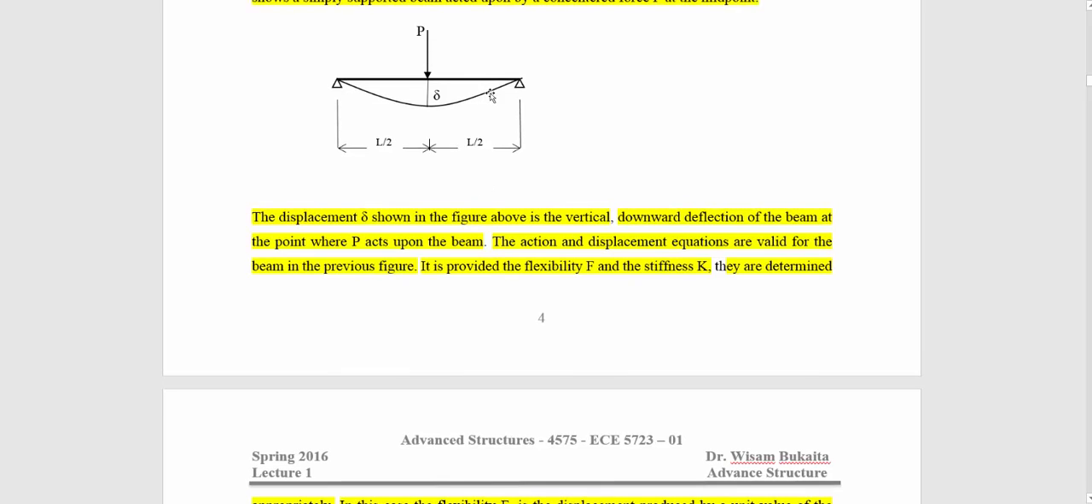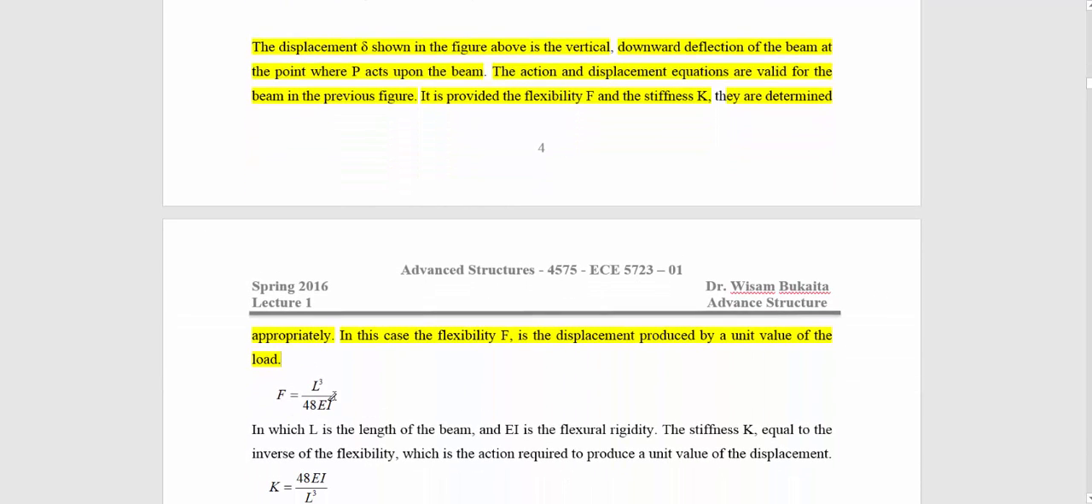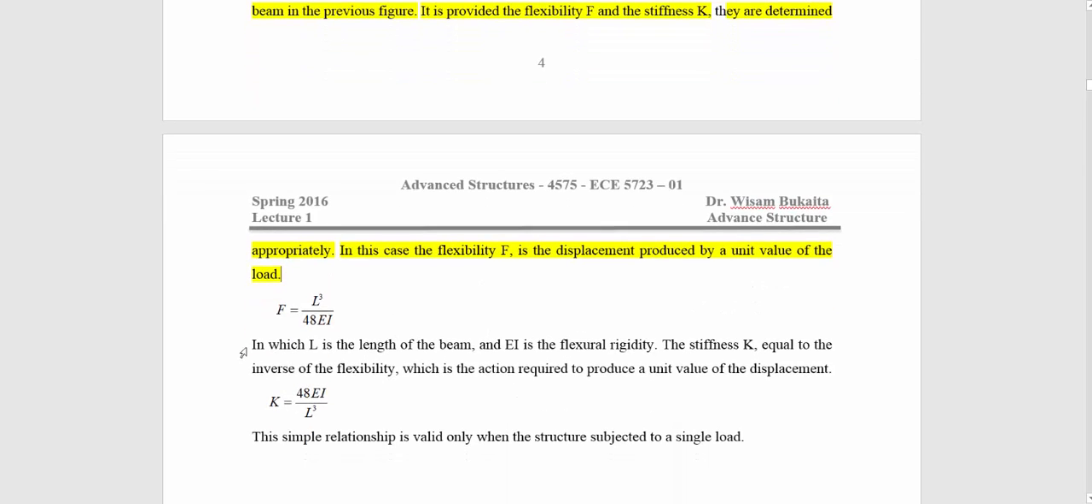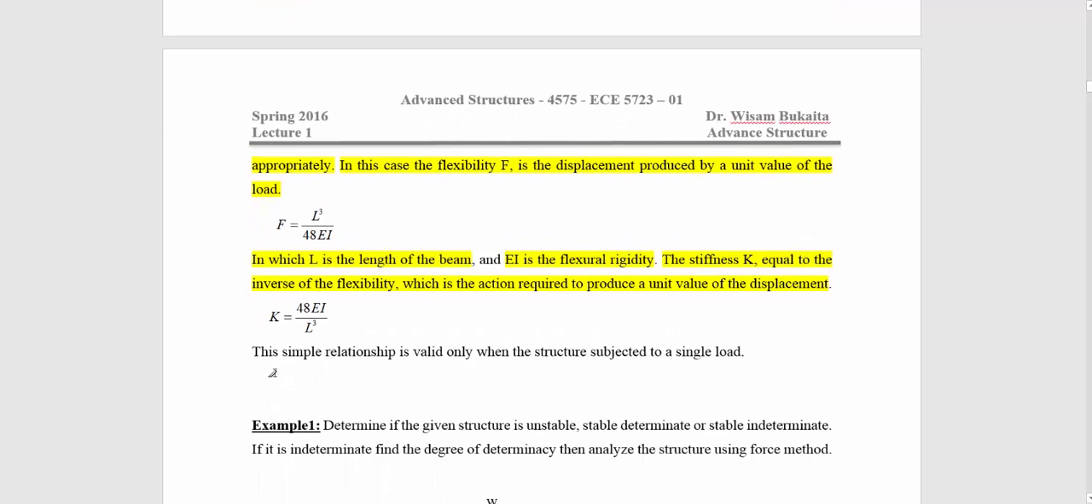So for this figure, the flexibility for this structure F equals L cubed over 48 EI, in which L is the length of the beam and EI is the flexural rigidity. The stiffness K is equal to the inverse of flexibility, which is the action required to produce a unit value of displacement. So K is the reciprocal of F, 48 EI over L cubed. This simple relationship is valid only when the structure is subjected to a single load.